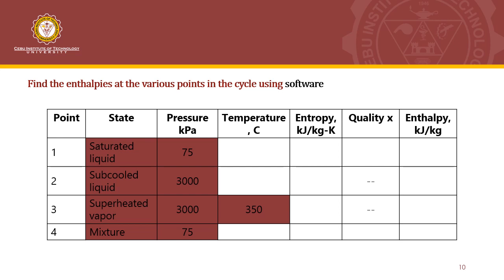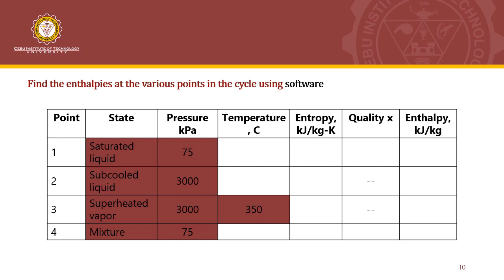To make finding the enthalpies at the various points in the cycle using the software easier, we will tabulate it. So in tabulating the values, you will label it first as the various points. We have the various states, the pressure, temperature, entropy, quality, and the enthalpy.